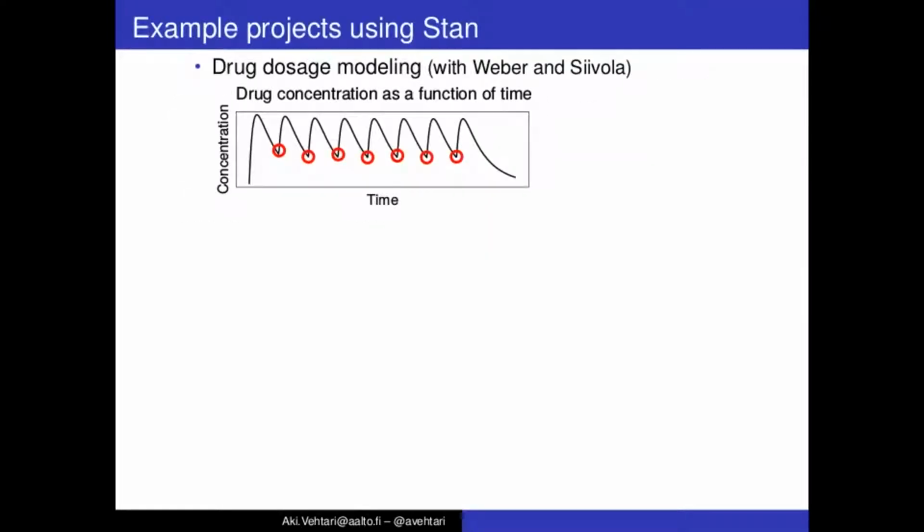Example projects where I've been involved and where we have used STAN. First one is drug dosage modeling with Sebastian Weber and Eero Siivola, where one of the benefits of STAN and probabilistic programming is that we can use these ordinary differential equation models with unknown parameters, and then we can make Bayesian inference for these unknown parameters, and that way these models can be used to estimate the drug concentration as a function of time.